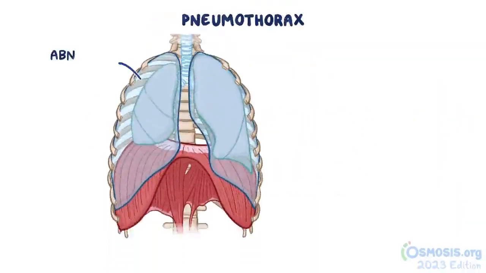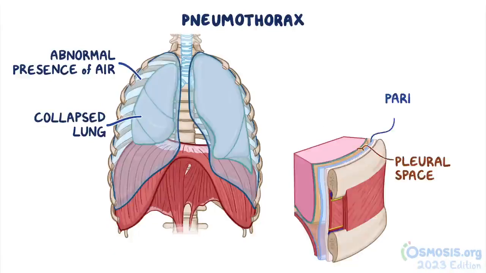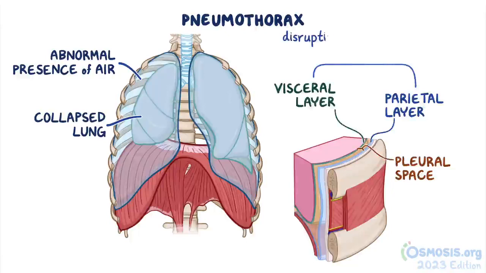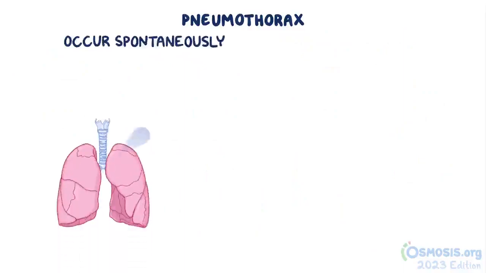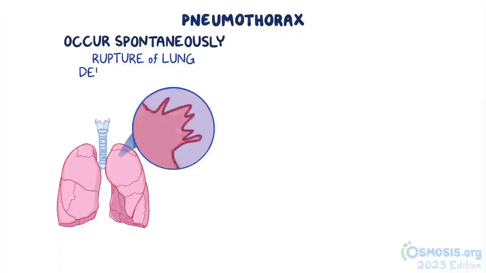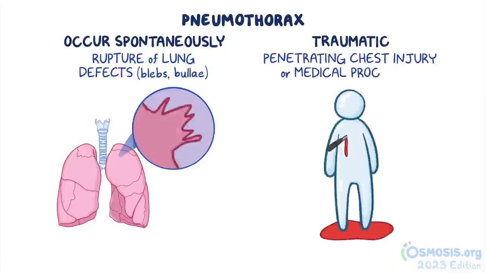Pneumothorax refers to an abnormal presence of air within the pleural space that can result in a deflated or collapsed lung. The pleural space has a parietal layer, which lines the chest wall, and a visceral layer which lines the parenchyma of the lung. Disruption of either of the pleural layers can allow air to enter the pleural space. This can occur spontaneously, usually due to rupture of anatomic lung defects called blebs and bullae, or traumatically, which might occur after a penetrating chest injury or even a medical procedure.